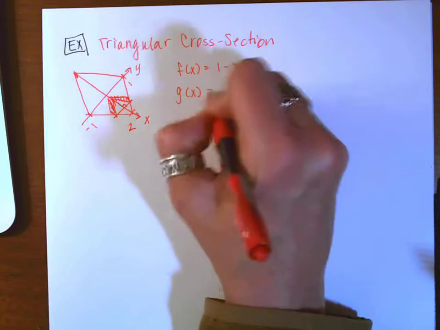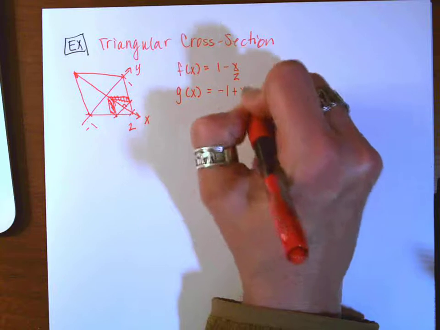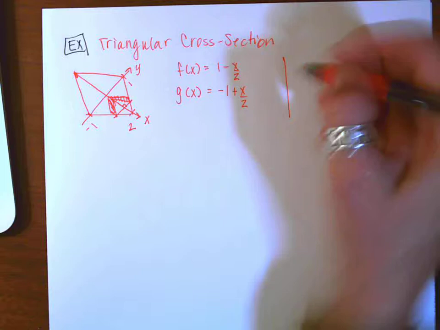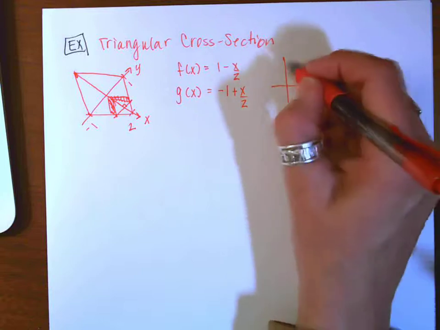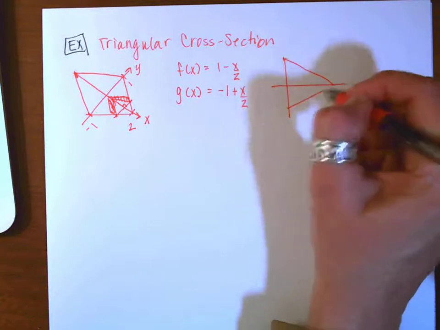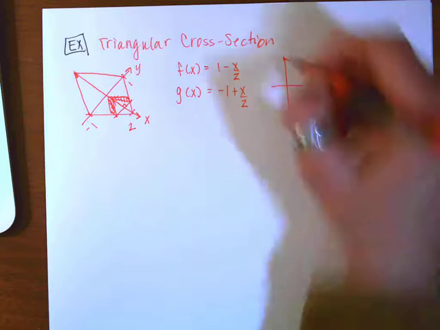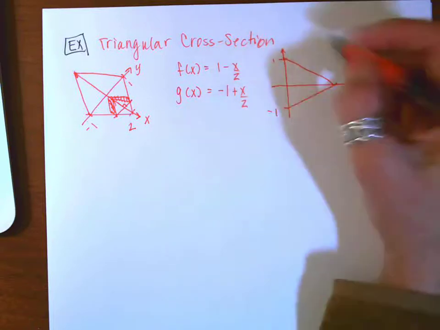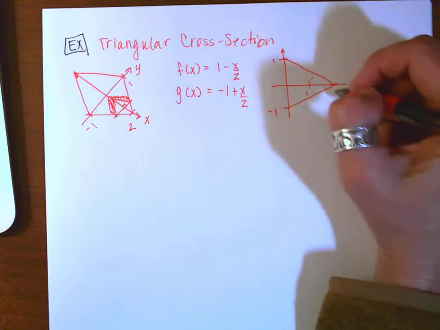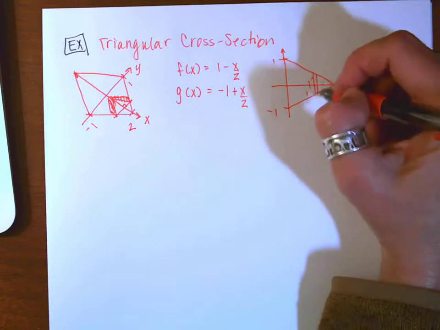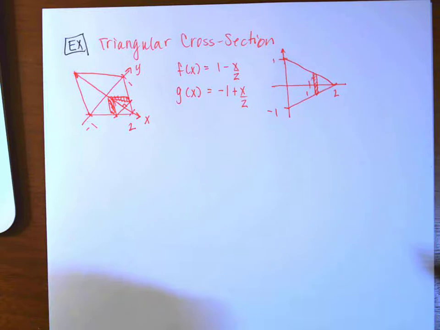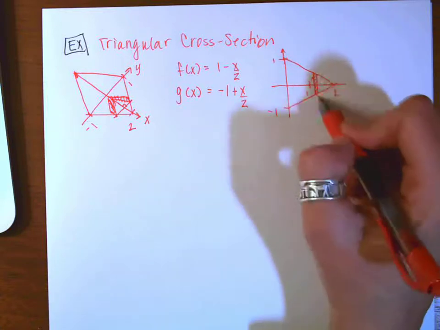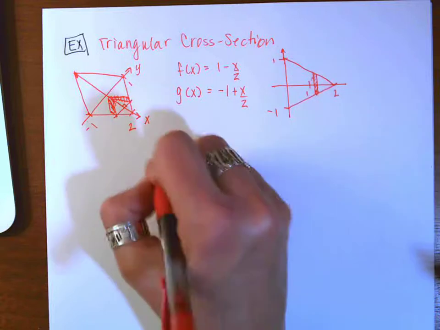I'm going to tell you that f of x is equal to 1 minus x over 2, and I'm going to tell you that g of x is -1 plus x over 2. Notice that these are simple little lines. And if I pull this diagram out and think about it, this is going to be my y-axis. Okay, and so this is a 1, this is a -1, this is 1, this is 2, and this would be my perpendicular cross section.